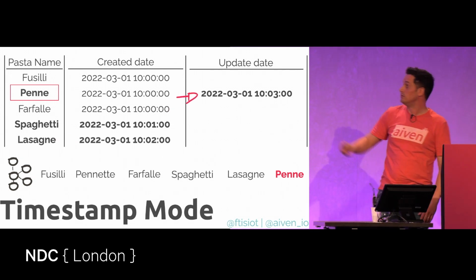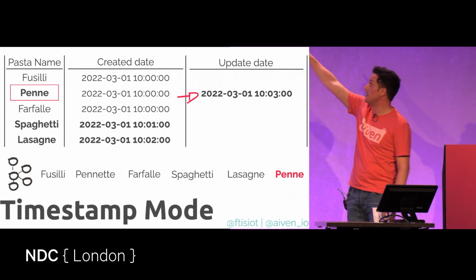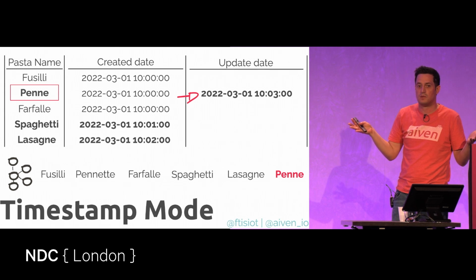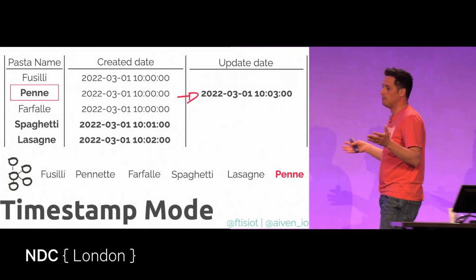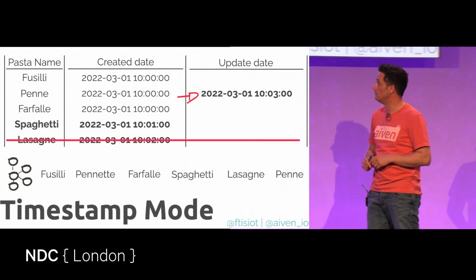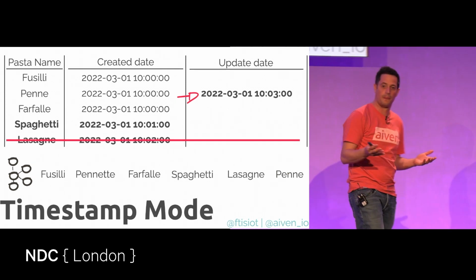And we also update the maximum timestamp to 10.03. So the updates are solved. But now let me show you another problem with this approach. What happens if we delete lasagna?